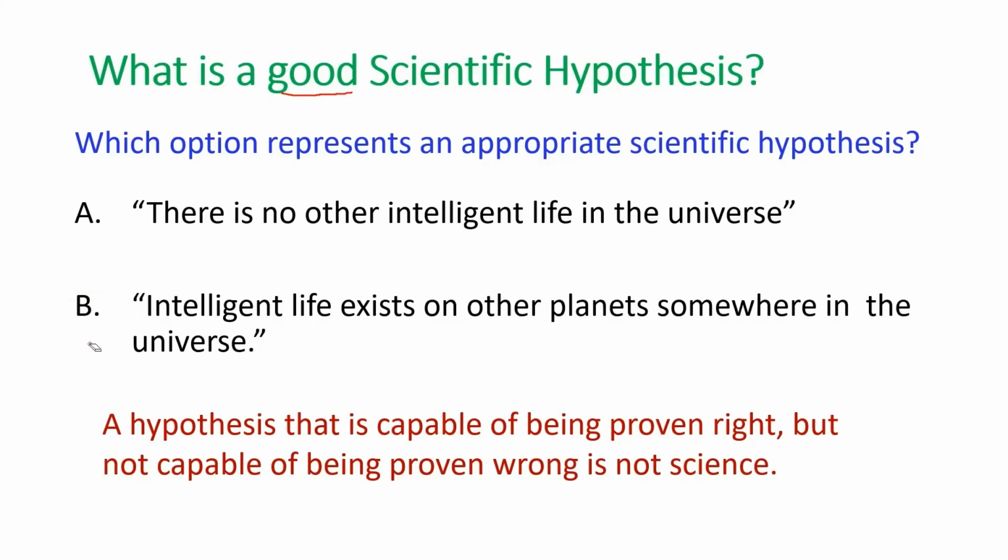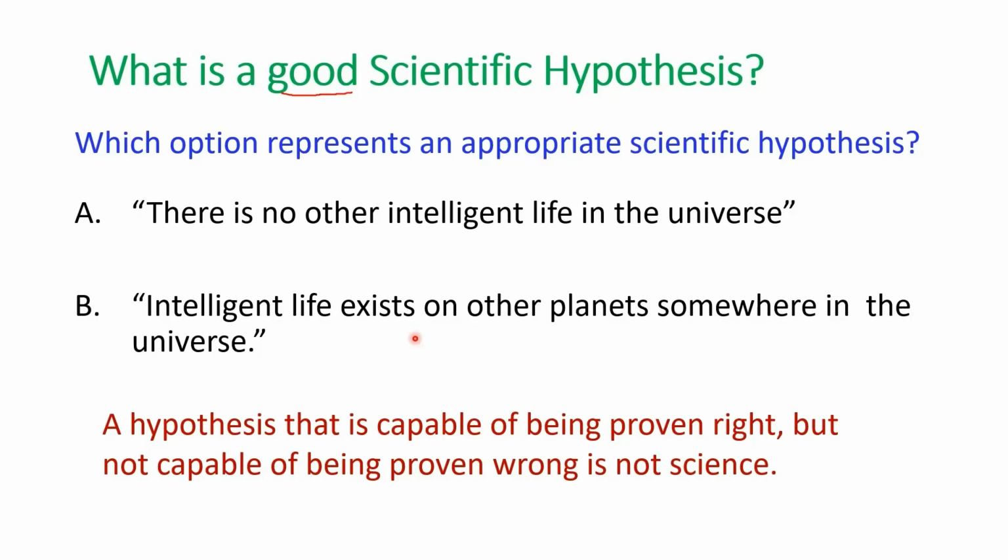Okay, so let's go through both of these options with this in mind. So let's start with B. Intelligent life exists on other planets somewhere in the universe. Well, this is relatively easy to prove right. We just need our first interaction with intelligent life from somewhere other than Earth. That could happen because they came to us or we came to them. So that's why it seems an optimistic choice. But here's the issue. We need to be able to prove it wrong. So how are we going to prove this wrong?